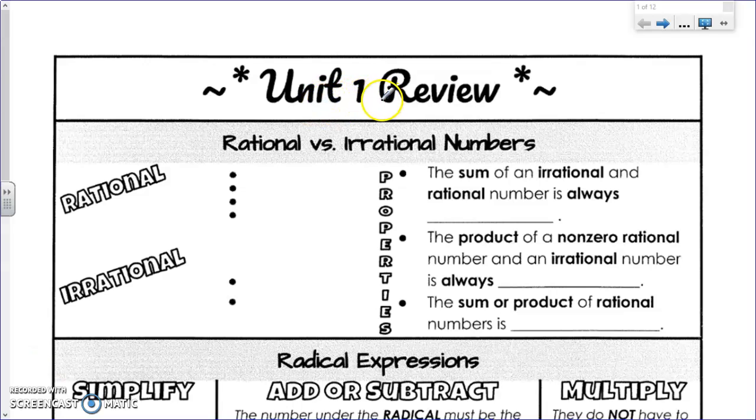Alright guys, we're going to talk about the Unit 1 review. We're going to talk about rational and irrational. So if you remember, rational is a number that can be written as a fraction.